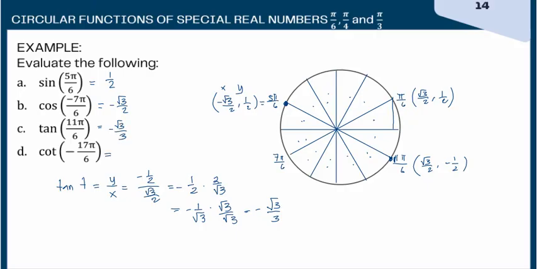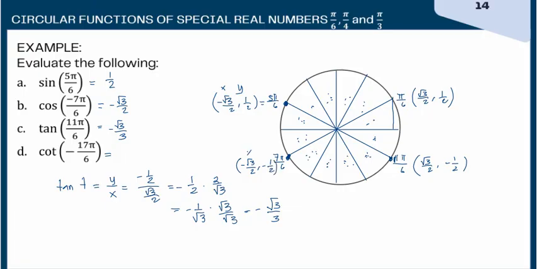And then if we do negative 17 pi over 6, we start here 1, 2, 3, 4, 5, 6, 7, 8, 9, 10, 11, 12, 13, 14, 15, 16, 17. So let me count it again. So 1, 2, 3, 4, 5, 6, 7, 8, 9, 10, 11, 12, 13, 14, 15, 16, 17. Okay, so it really does stop here. So that will be 7 pi over 6, and the value there will be negative square root of 3 over 2 and negative 1 half.